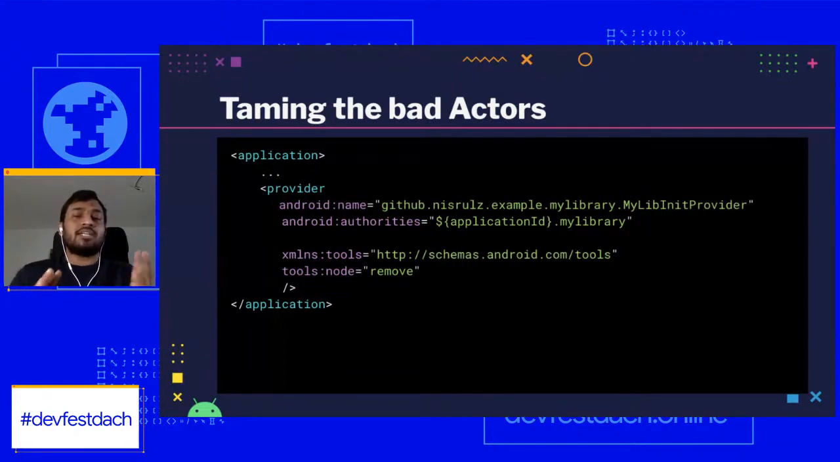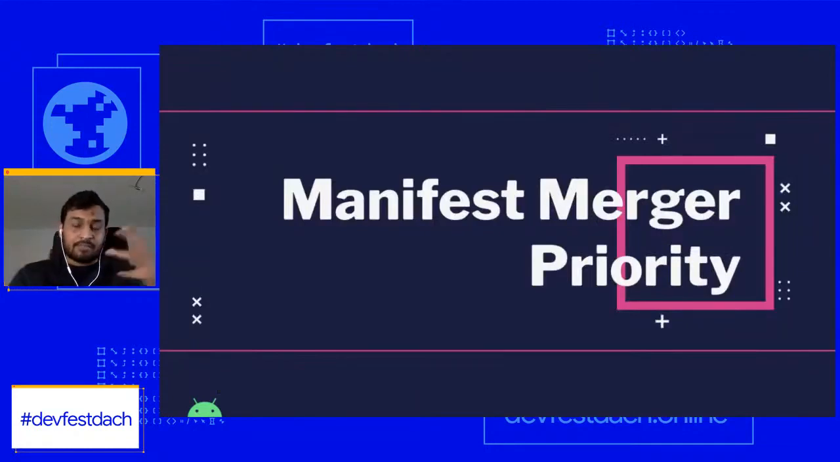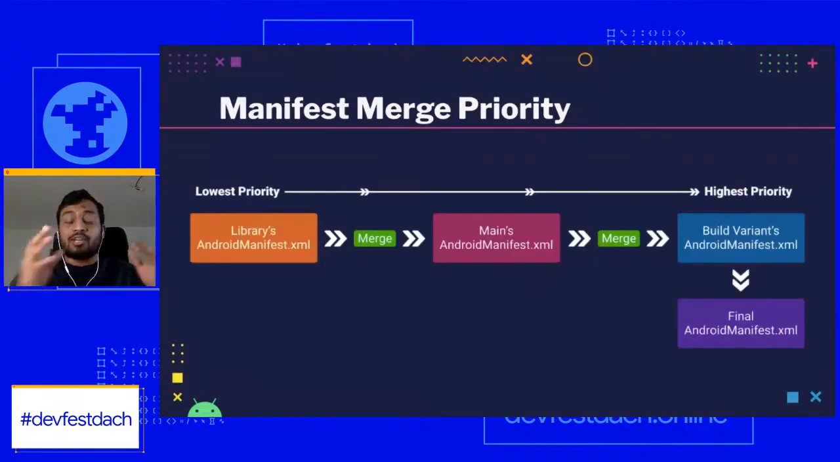And what this does is it actually removes it by the time it reaches the merging phase. Because we are talking about all these merging steps, and how does it even know by the time it reaches the merger, the main manifest file, we need to look into the manifest merger priority. So this is how the priority is set up. Your library's manifest file is at the lowest priority. And as you move on to your main manifest file, that's when the priority increases. It goes on to your build variant, which is a higher priority, and then eventually you get the final AndroidManifest.xml file. So what you're saying is that by the time it reaches the main AndroidManifest.xml file, the provider is already in there.